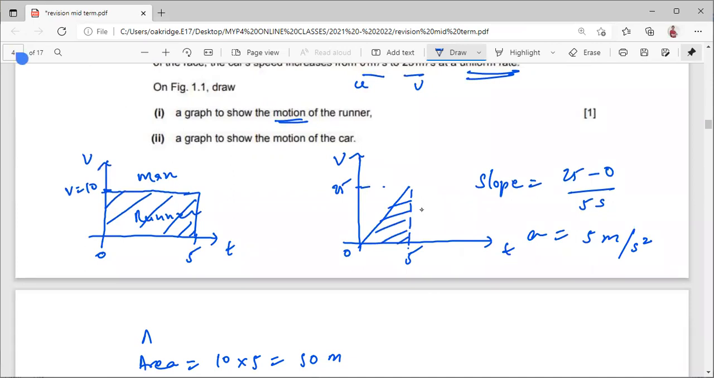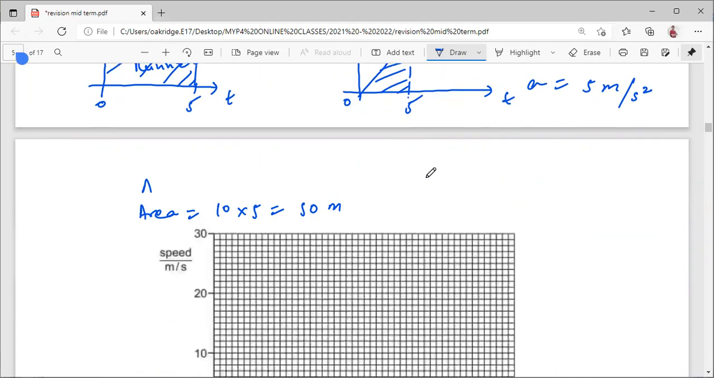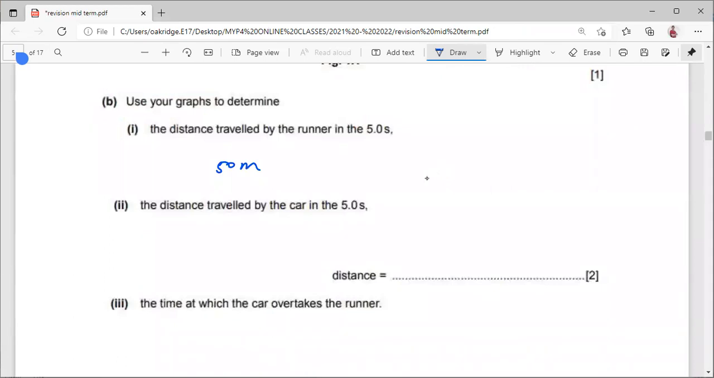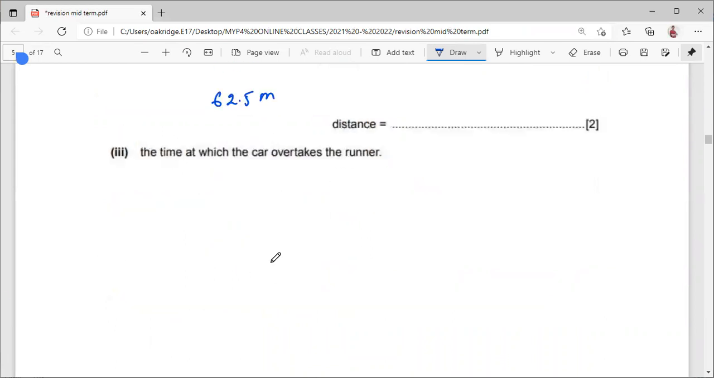We need to find this area, which should be half into 5 into 25, which should be equal to how much? 5 into 25 is 125. 125 divided by 2 would be 62.5 meters. Okay, so let me write this as 62.5 meters. Next: the time at which the car overtakes the runner.